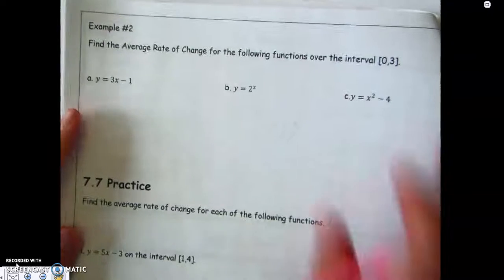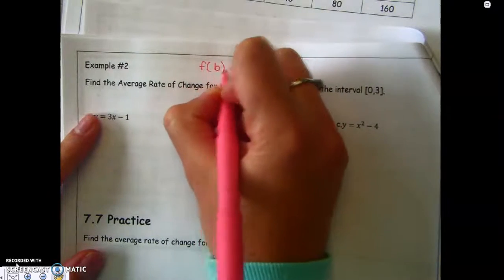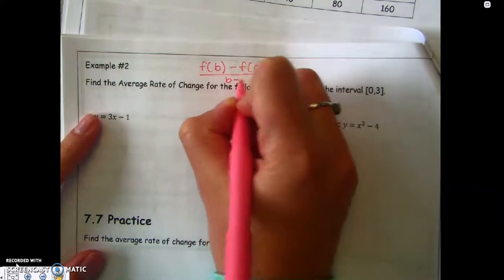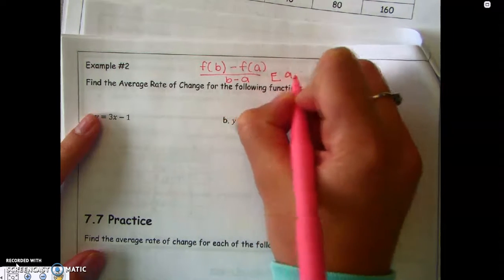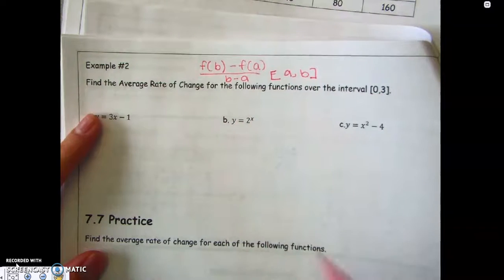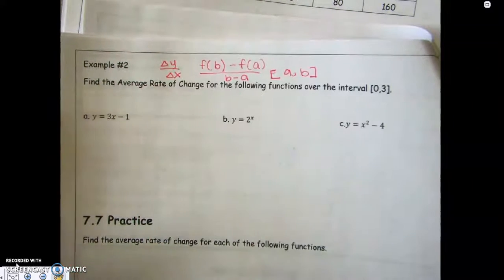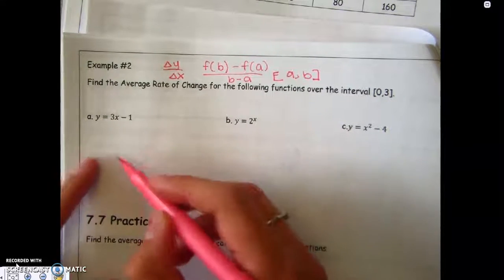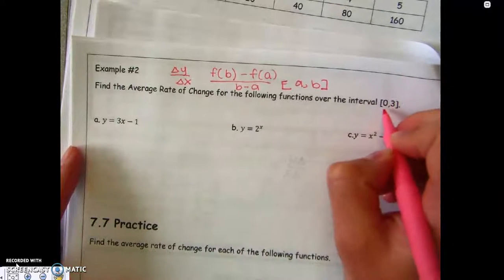Okay. So again, our formula for average rate of change is just f of b minus f of a over b minus a, which is over the interval from a to b. This is essentially just your change in y over change in x. So the way I like to do this, especially if I'm just given an equation, is I'm going to use my graphing calculator to my advantage. So it wants me to go over from 0 to 3.